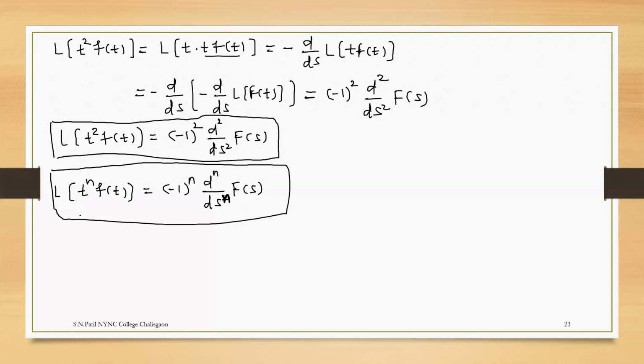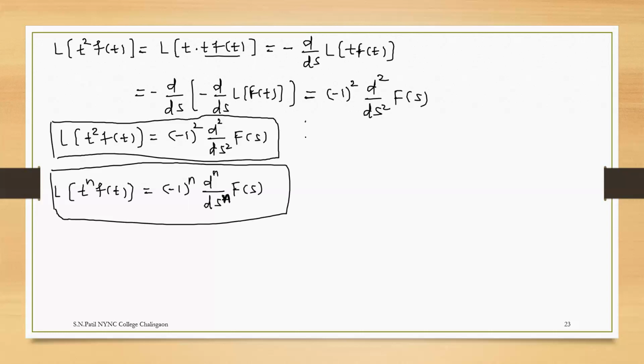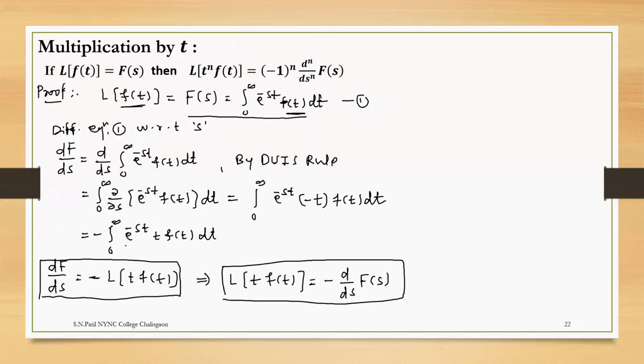Now let us take an example. Find the Laplace transform of t into sine of t. So what is the property? If t into f of t is there, then first calculate Laplace of f of t, which is F of s, and then take the derivative of F of s.